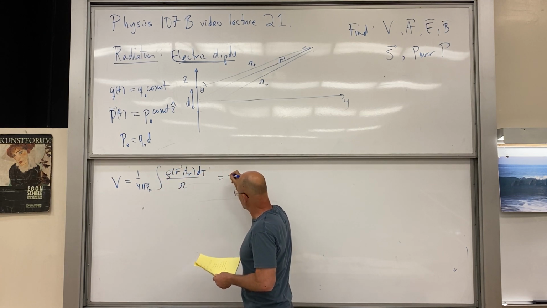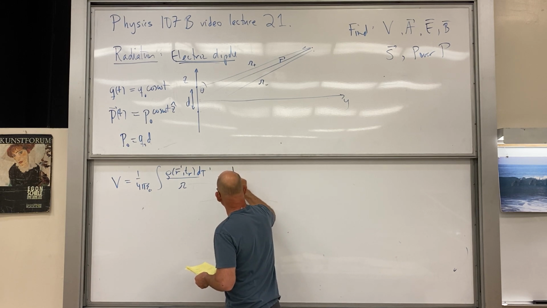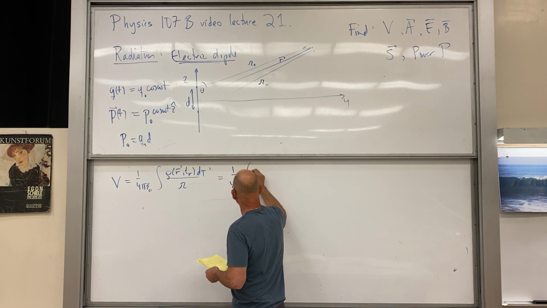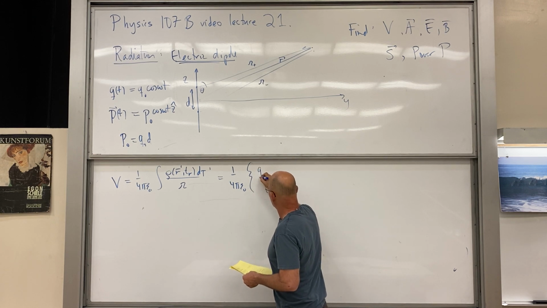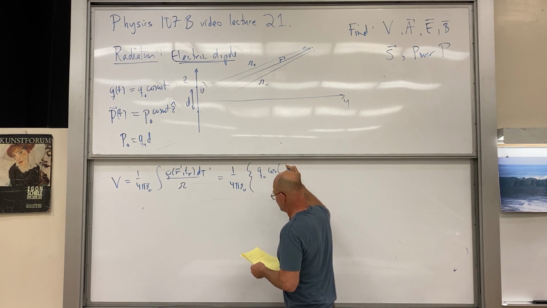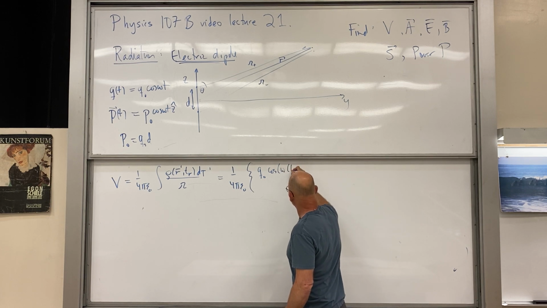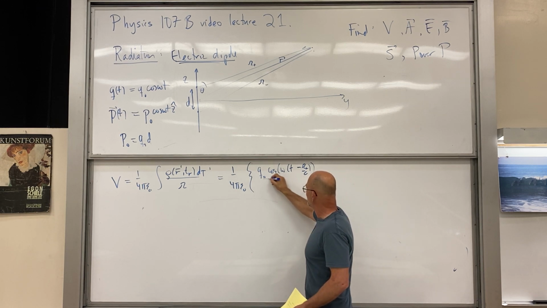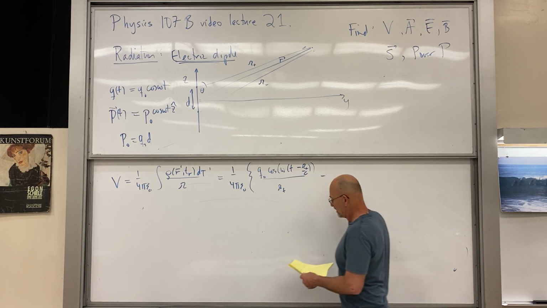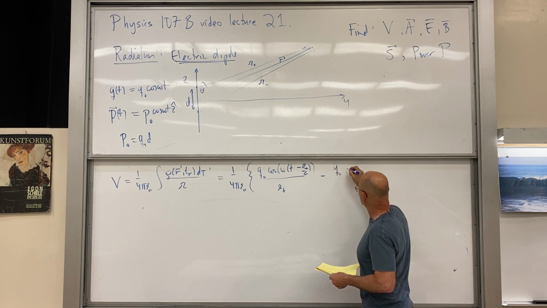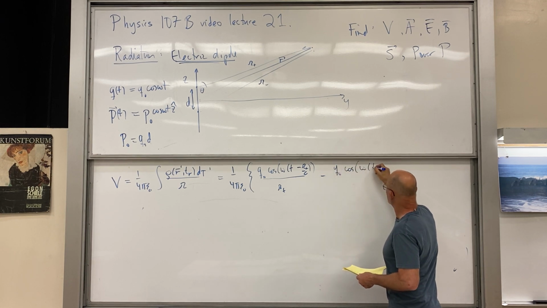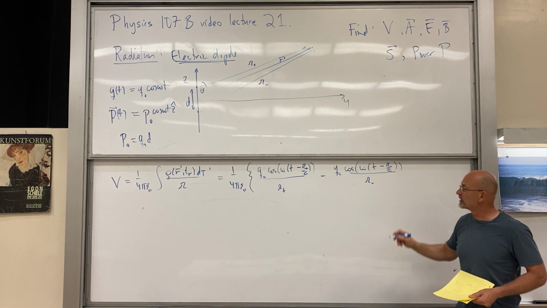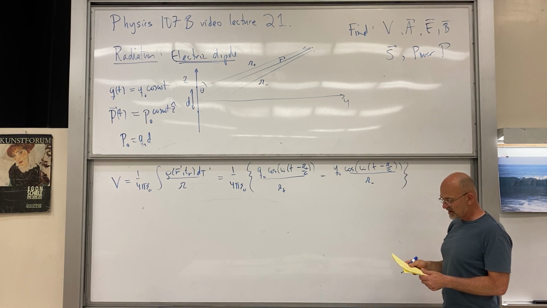From here we went to the two-point expression. So Q naught cos(omega t minus r plus over c) over r plus, and Q naught cos(omega t minus r minus over c) over r minus. And we had started doing some approximations. I think this is about as far as we had gone.